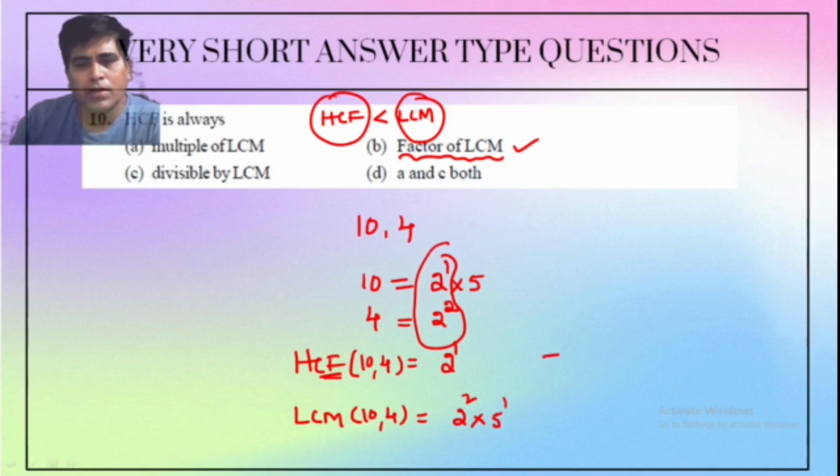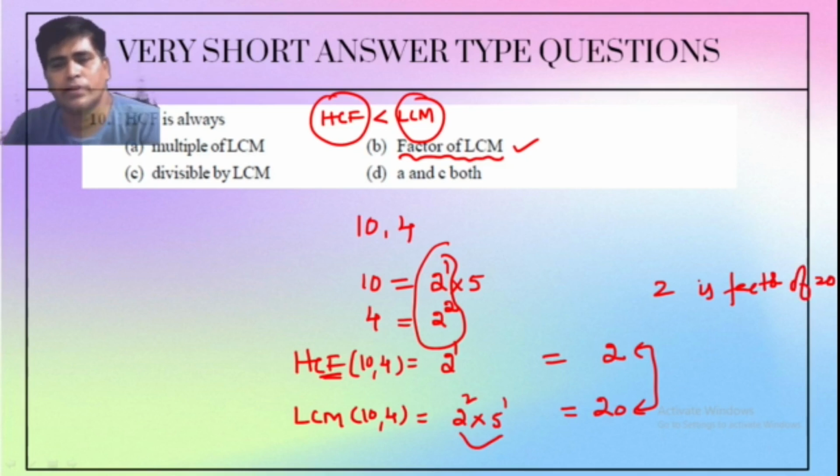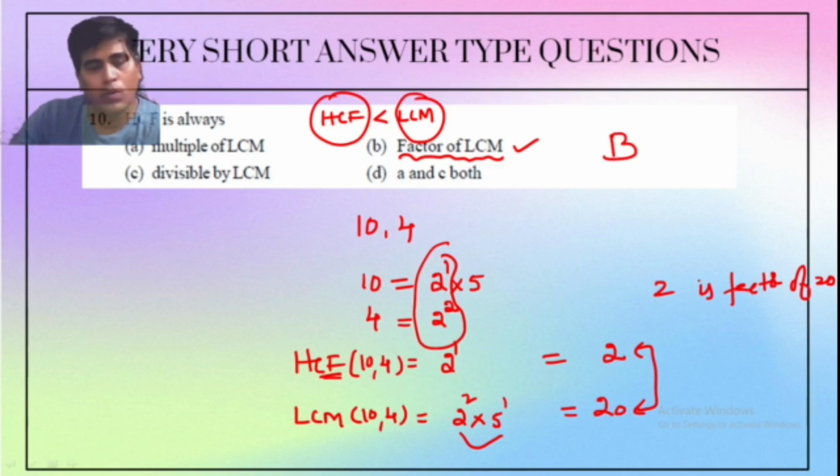So here what is the result? HCF we got as 2, and LCM is 4 × 5, which is 20. Here 2 and 20. What is the relation between 2 and 20? So clearly HCF is a factor of LCM. 2 is a factor of 20. So we can conclude that B is the right option here. We'll go to the next question.